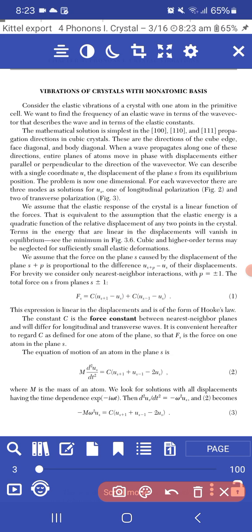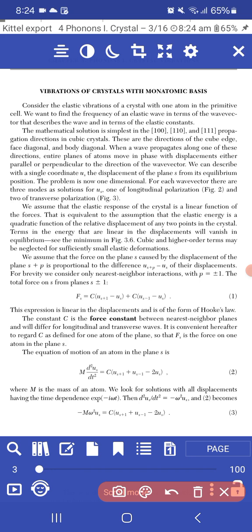These are directions of the cube edge, face diagonal and body diagonal. When a wave propagates along one of these directions, entire planes of atoms move in phase with displacement either parallel or perpendicular to the direction of the wave.